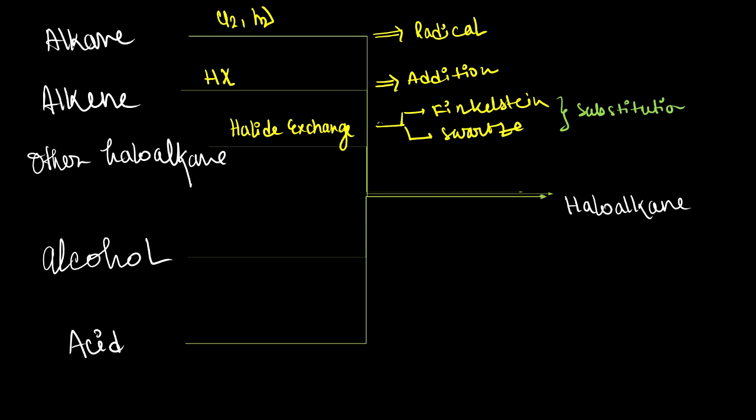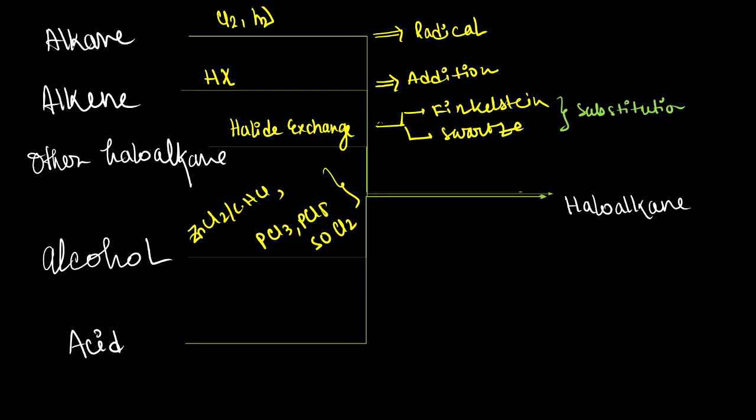From alcohols, we can form haloalkane by using the reagents: Lucas reagent, that is zinc chloride with concentrated HCl, phosphorus trichloride, phosphorus pentachloride, thionyl chloride. In all the cases, the product will be haloalkane, but the side products will be different. And all the reactions proceed using Lewis acid and then substitution.